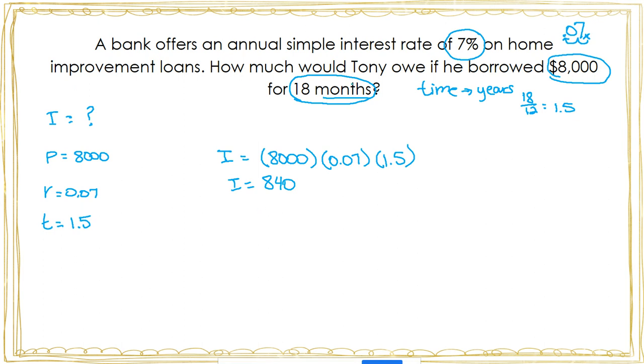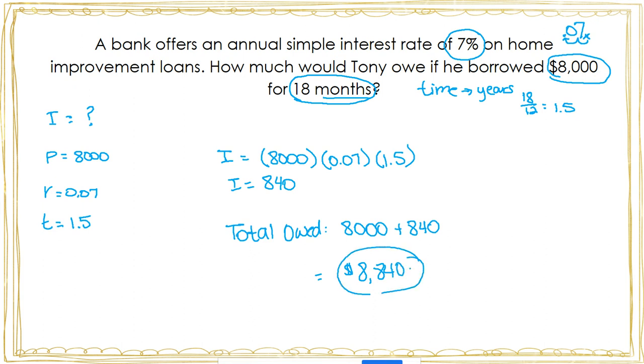But it says how much would Tony owe, not how much would he owe in interest. I know that he would owe $840 in interest, but he also borrowed $8,000 from the bank. So total, he is going to owe $8,000 that he borrowed plus an additional $840 for interest. So the total amount owed is going to be 8,000 plus 840, which is $8,840.